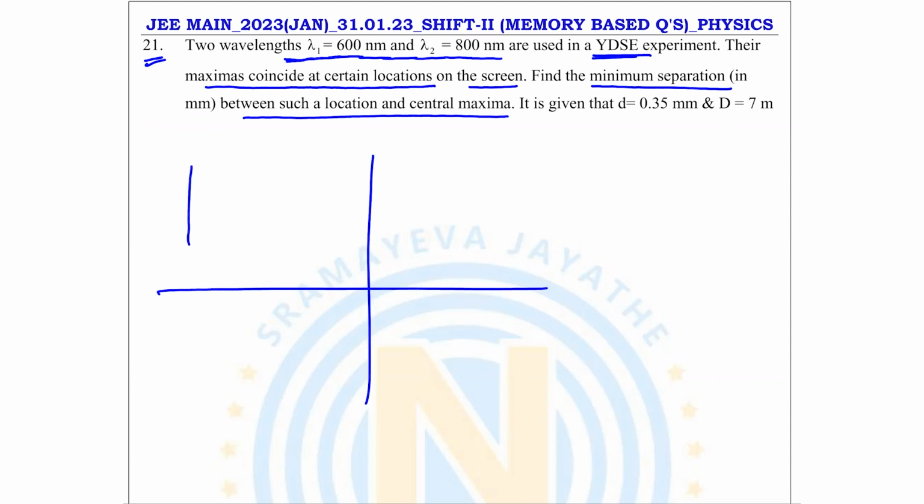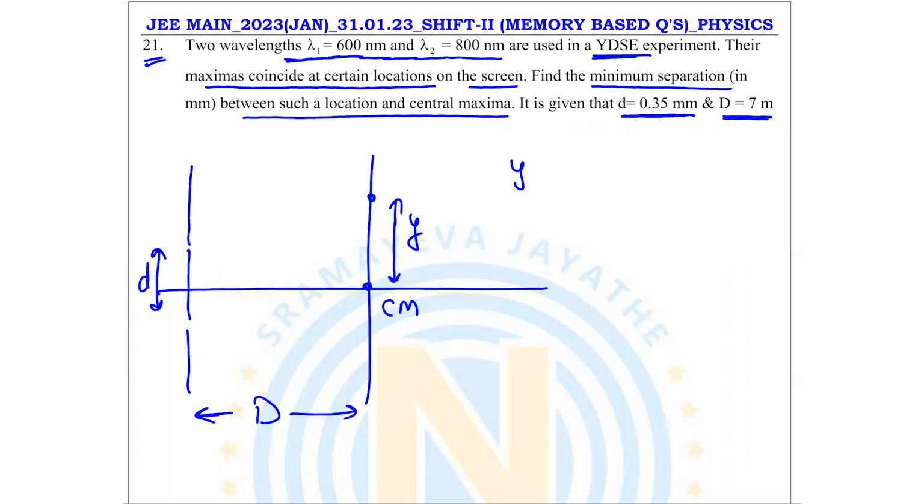So let's just have a quick look at the setup. This is small d, which is given to us. This is capital D, a standard notation. This is also given to us. This is the location of central maxima. Now we want to find a position where maxima due to both the wavelengths coincide. So the maxima is formed when y is n lambda D by d.